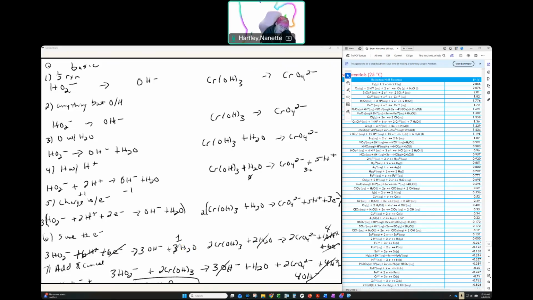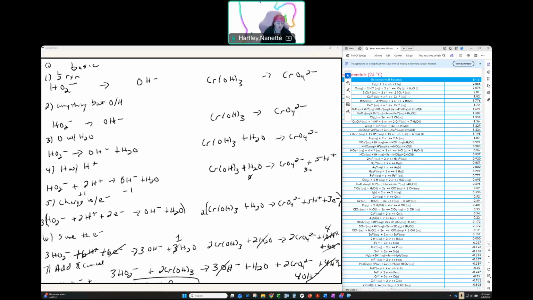I have 3HO2 minus that pulls down plus 2CrOH3, which pulls down. That gives me 3OH minus plus the H2O plus 2CrO42 minus plus 4H plus, and that's all that's left. Now, this solution is basic. Okay, it said it was a basic solution.